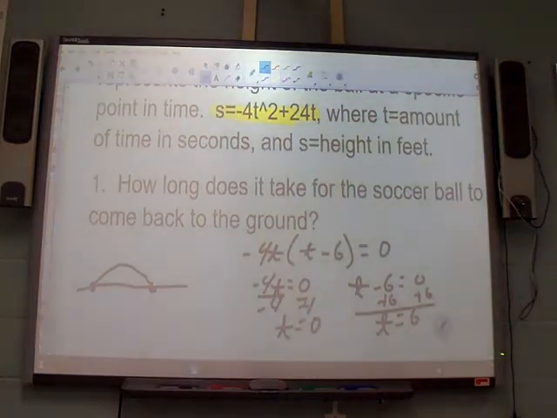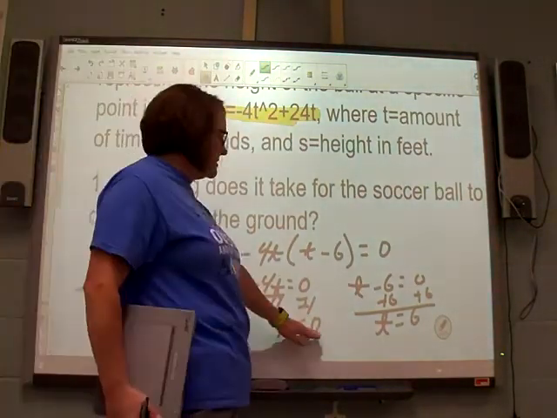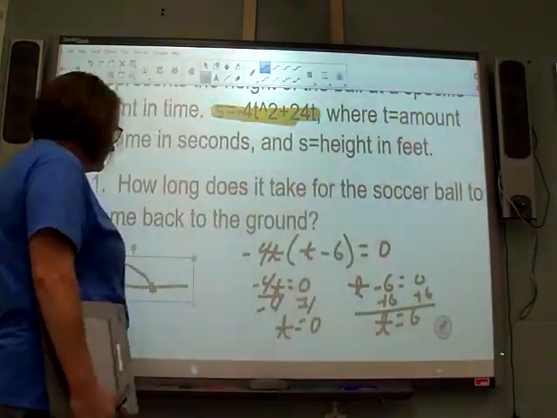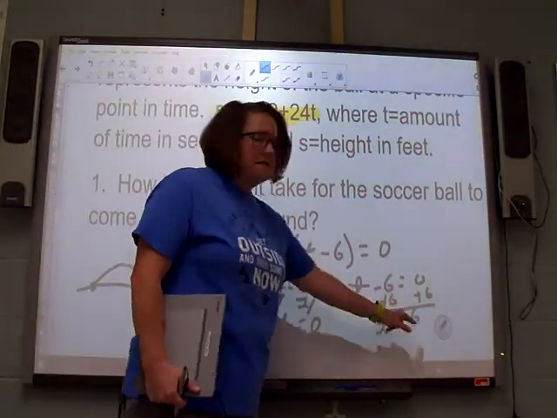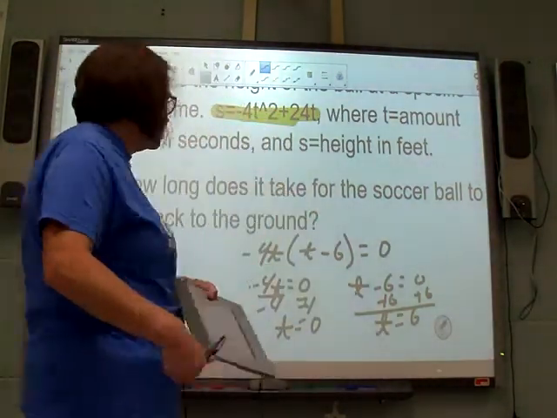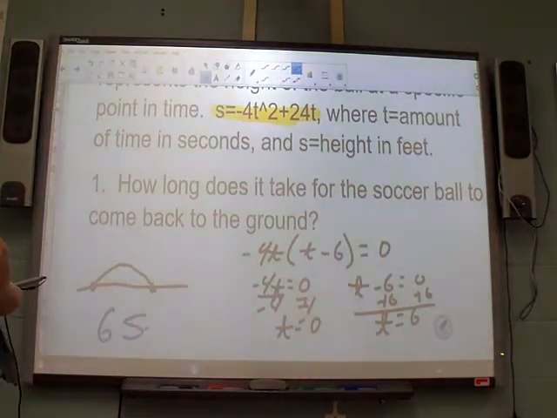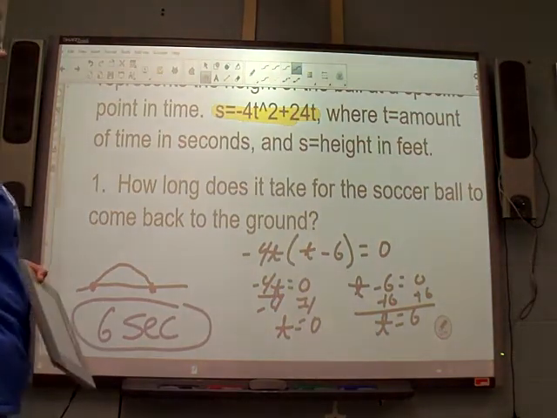Okay, so remember that t in our equation represented the amount of time in seconds. So how long does it take for the soccer ball to come back to the ground? Is it going to come back to the ground at 0 seconds? Well, no, you haven't even kicked it yet. So you're going to kick it at 0. That would be this place where it starts. It's going to go up, come all the way back down 6 seconds later. So our answer on number 1 here, let me get a new color so we can see it, will be 6 seconds.